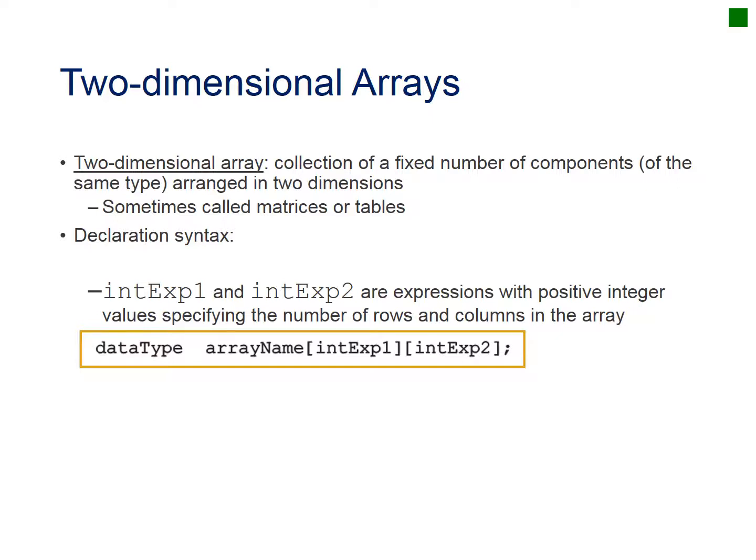Two-dimensional arrays. Two-dimensional arrays are a collection of a fixed number of components of the same type arranged in two dimensions, sometimes called matrices or tables. To declare a two-dimensional array, the following syntax is used: the data type, the array name, then [int expression 1][int expression 2], where int expression 1 and int expression 2 are expressions with positive integer values specifying the number of rows and columns in the array.